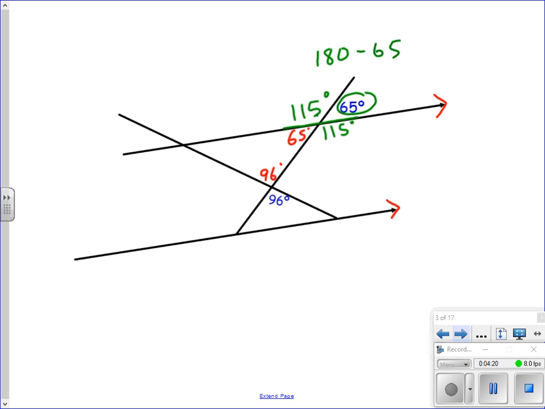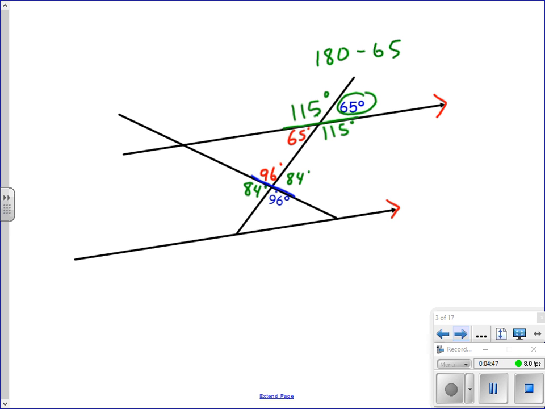Now, beside the 96, again, we've got a straight line. So that means that these two angles must add up to 180. So I'll take 180 and subtract 96. That's going to be 84 degrees. And across from it, the opposite angle is also 84 degrees. So there, we've got two of the intersections done.